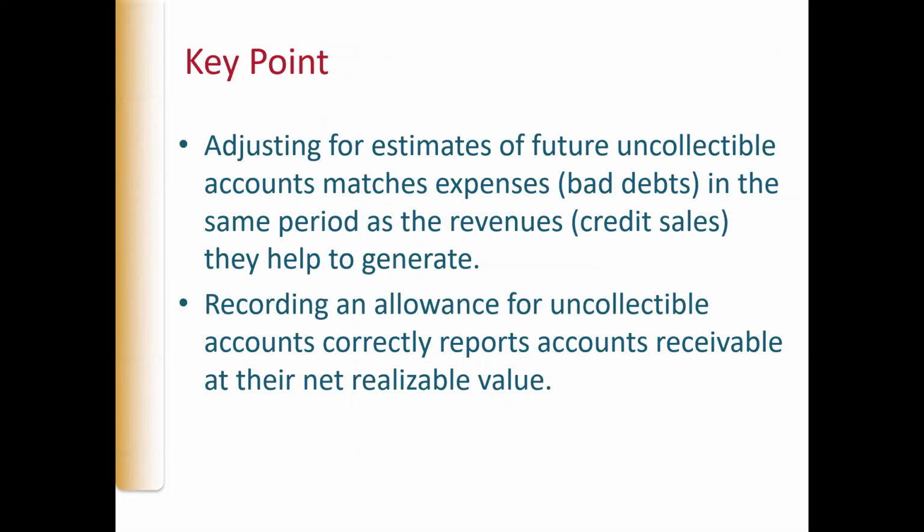Now, as we move on here, when we adjust for the estimates of future uncollectibles, we're matching our expenses, the bad debts, in the same period as the revenues or the credit sales they help to generate. So when we record an allowance for uncollectible accounts correctly, we are reporting the accounts receivable at what we consider to be their net realizable value. We don't want to overstate the accounts we're really going to receive. So we adjust it by this allowance to estimate what we believe, based on history, we will collect.